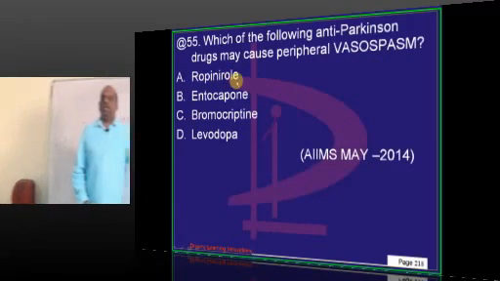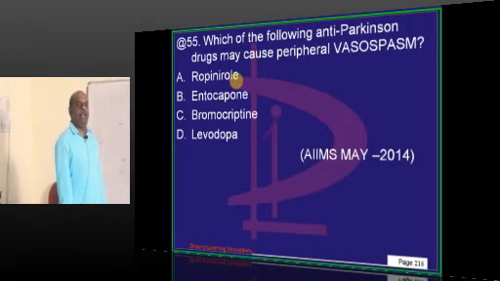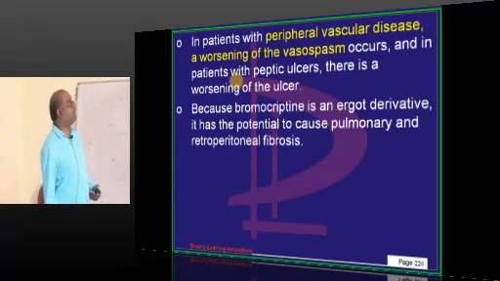Which Parkinson's drug leads to vasospasm? Migraine drugs, Parkinsonism drugs, doctor. Mark it in your diary. Definitely will be asked. Classically, bromocriptine because it is an ergot derivative.